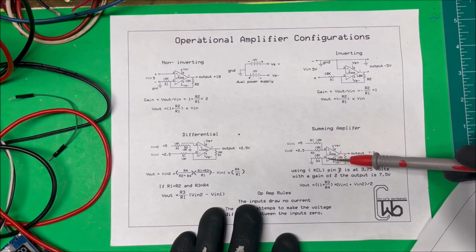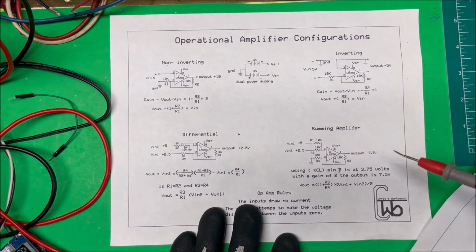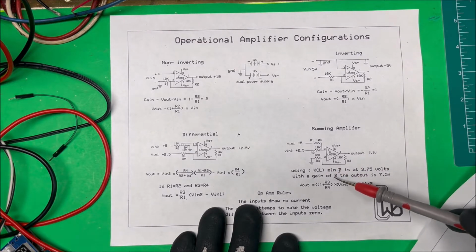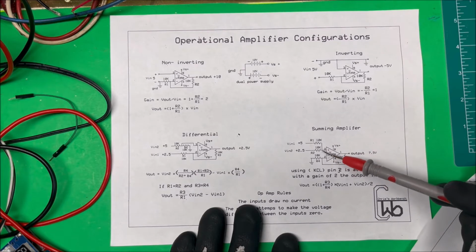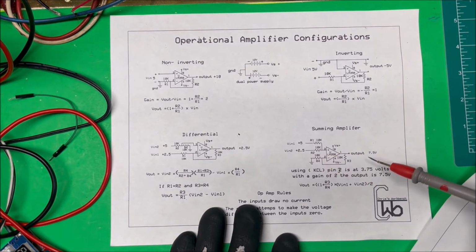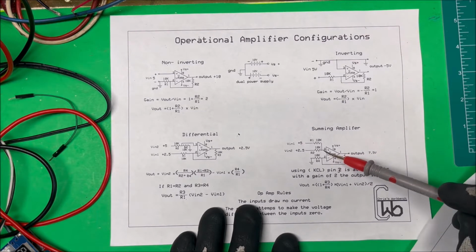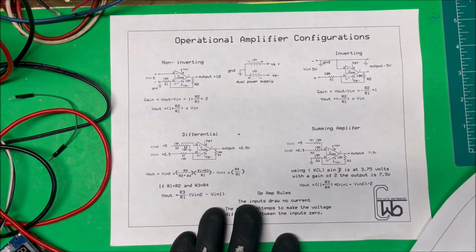And in order to get 3.75 volts on terminal 2, the output would have to be 7.5 volts, twice that, because this comes back through a voltage divider. So we get our sum here. We add those two together and it gets 7.5 volts. Now, how do we get this 3.75 volts on terminal 3 there?